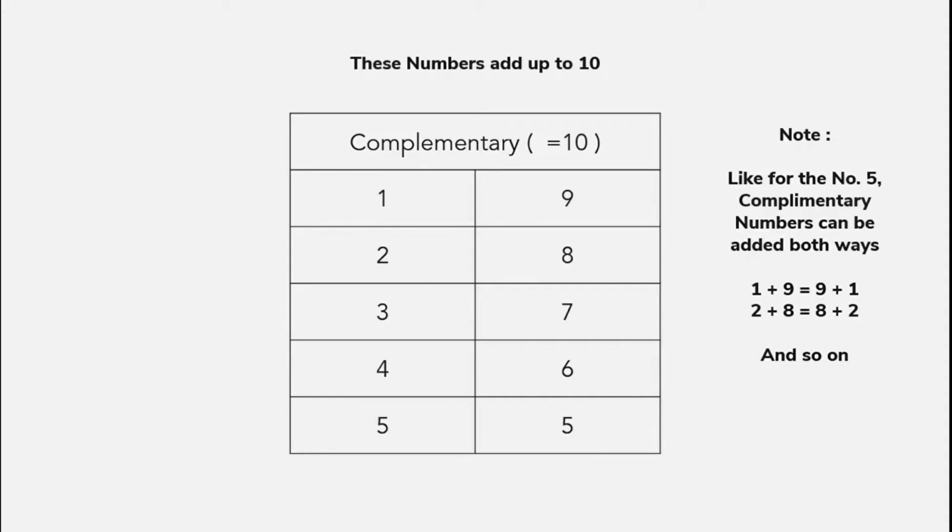Do note that complementary numbers can add up both ways. So this means that no matter where I place them in the number statement, I will definitely get a value of 10. For example, 1 plus 9 is 9 plus 1, and 2 plus 8 is equal to 8 plus 2, like I mentioned before with the case of 5.